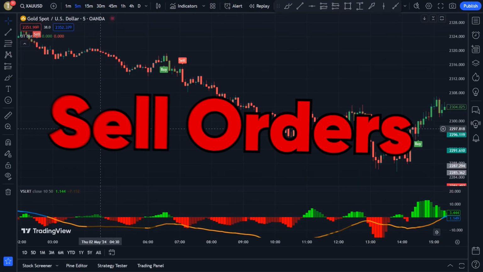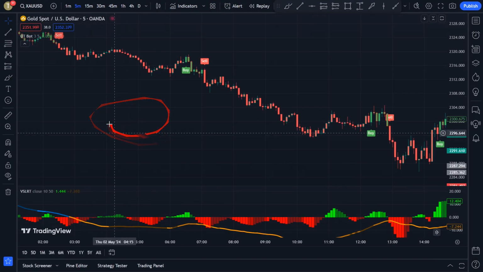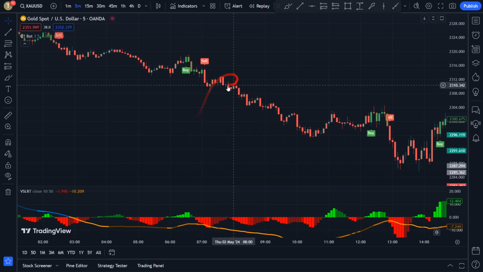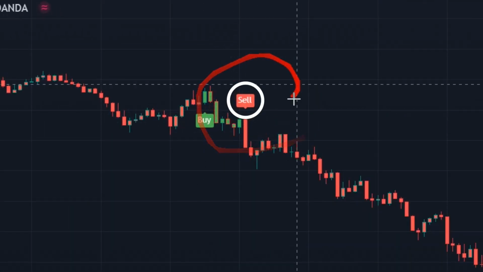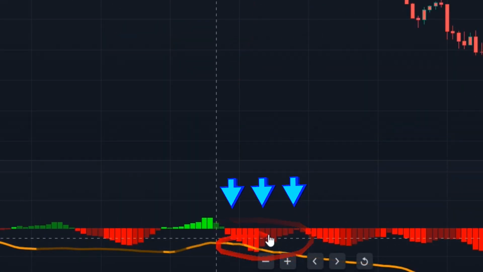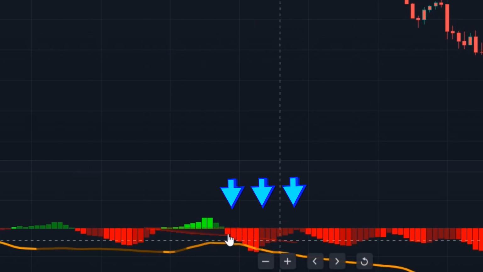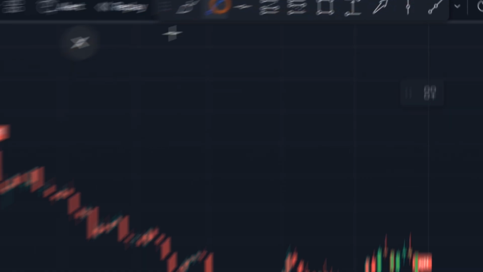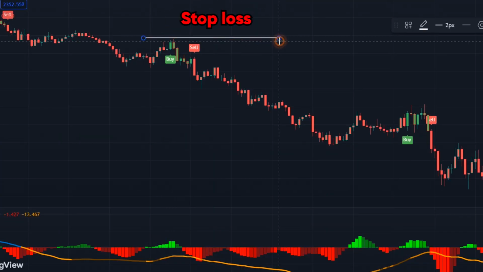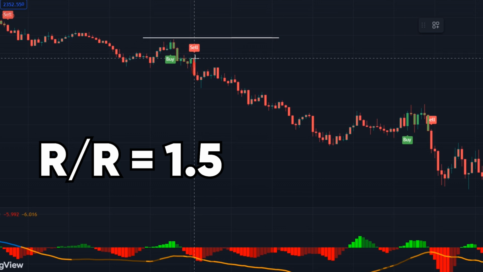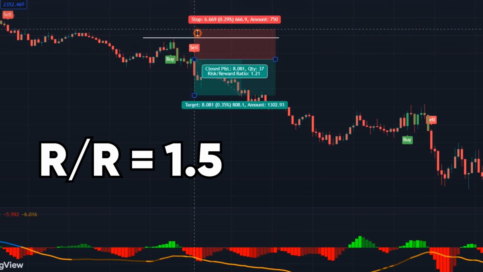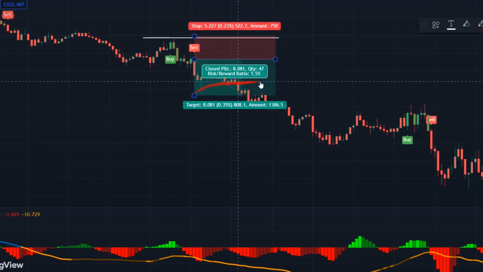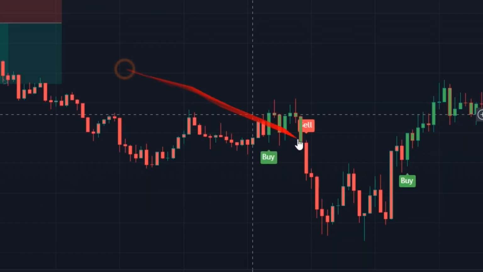For sell orders, follow the opposite steps of buy orders. Look for a sell signal first. Then ensure the histogram is red and below the zero line. Set your stop loss slightly above the last swing high. Consider a risk to reward ratio of 1 to 1.5 for take profit. And wait for the trade to close with profit.